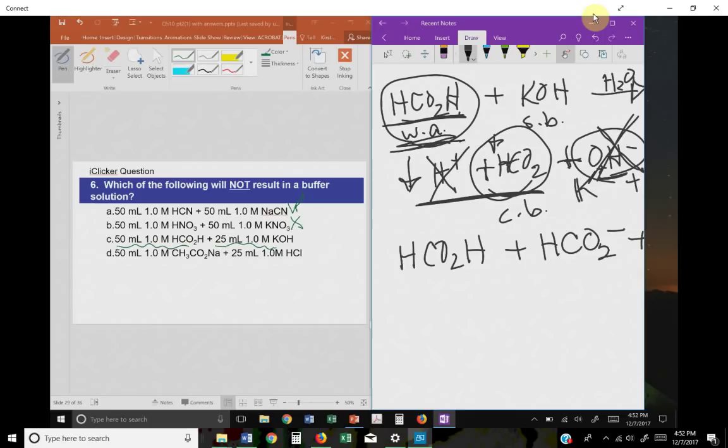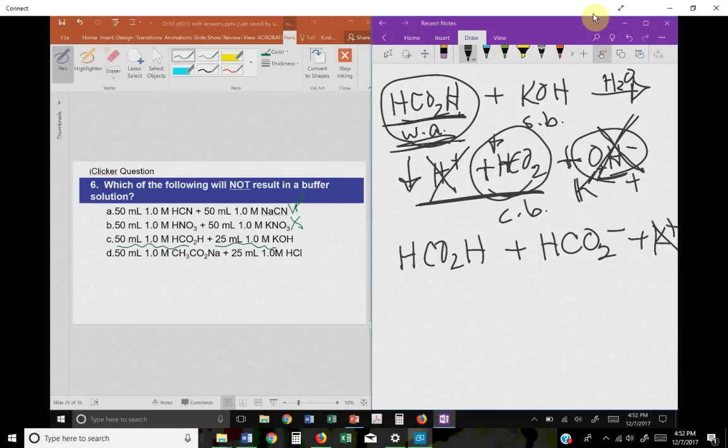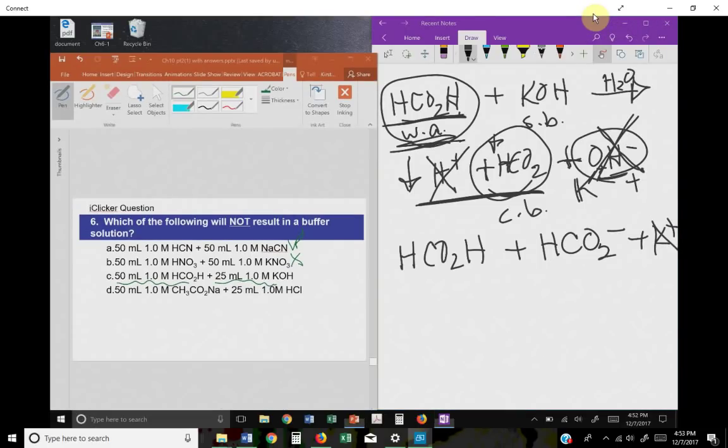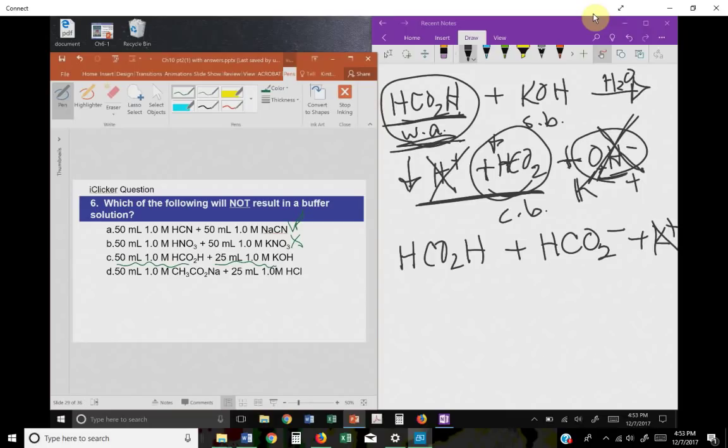And it does not react as a buffer. As a part of our buffer, it's just a spectator ion. So, yes, C is a buffer. Now, let's take a look at D.